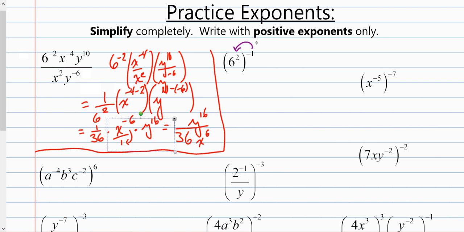So the negative 1 is going to multiply that negative 2. I've got a 6 to the 2 times negative 1, which gives me a 6 to the negative 2, which is a 1 over 6 squared, which is a 1 over 36. And that 1 over 36 is my final answer.